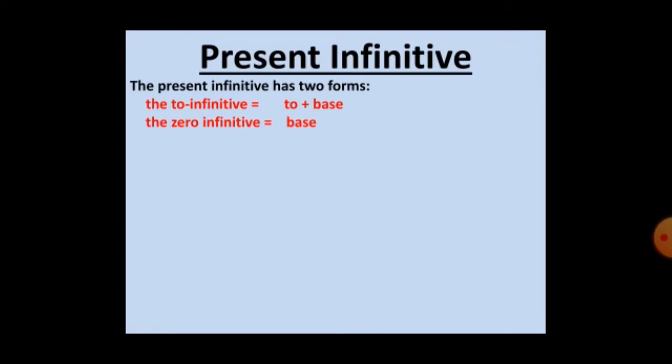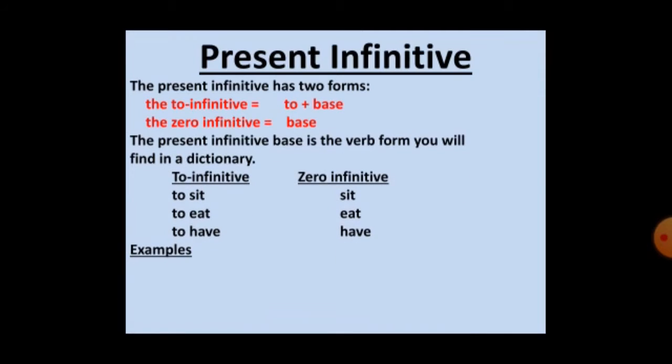So basically we have two types of present infinitive. First is to infinitive, in which we put to, then after that the base form, and second is the zero infinitive, in which we do not put any to word. Okay, and we can also name it bare infinitive. Bare infinitive means we use infinitive without to word. Okay, so here comes the example of to infinitive and zero infinitive.